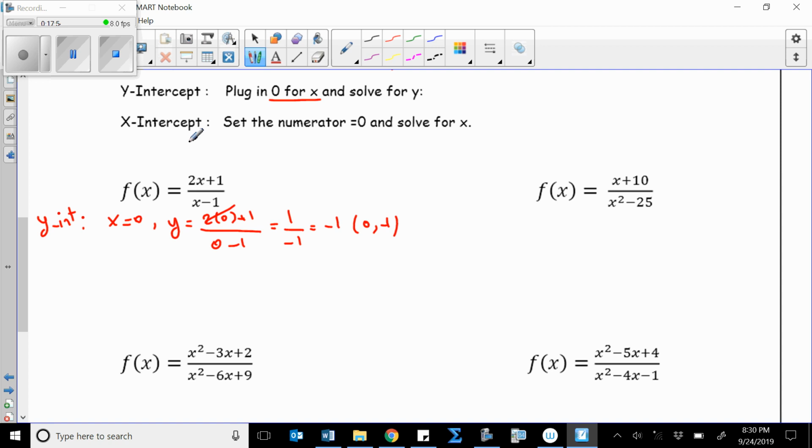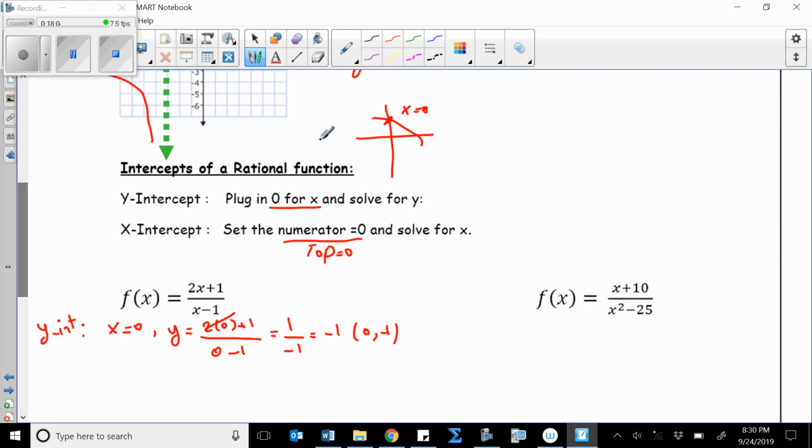To find the x-intercept, all you need to do is to set the numerator, or the top of your function, equal to 0. Why is this happening? Because on your graph here, this is where you have the x-intercept. At this point, y is equal to 0. Basically, if you want to find the x-intercept, you need to set y equal to 0.